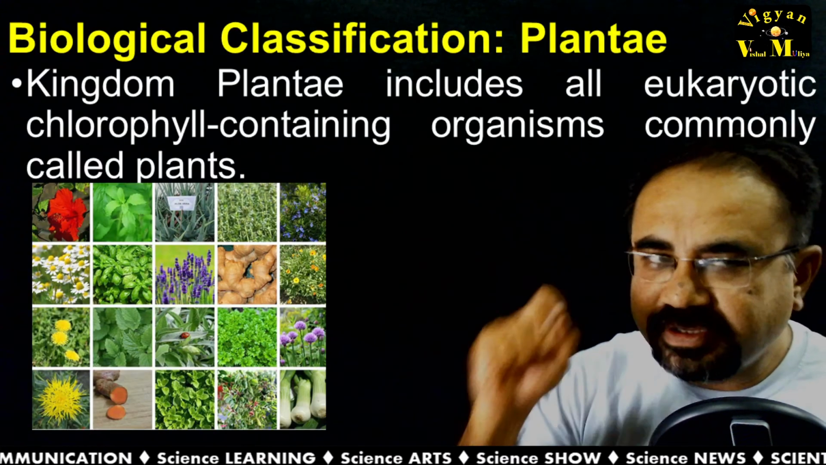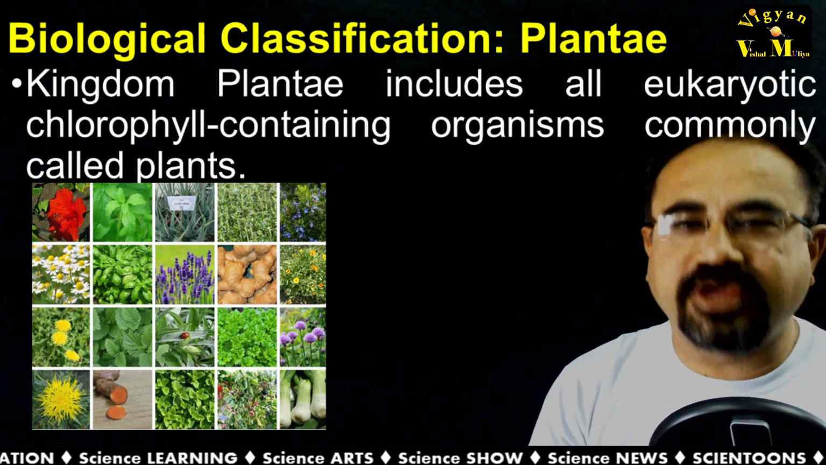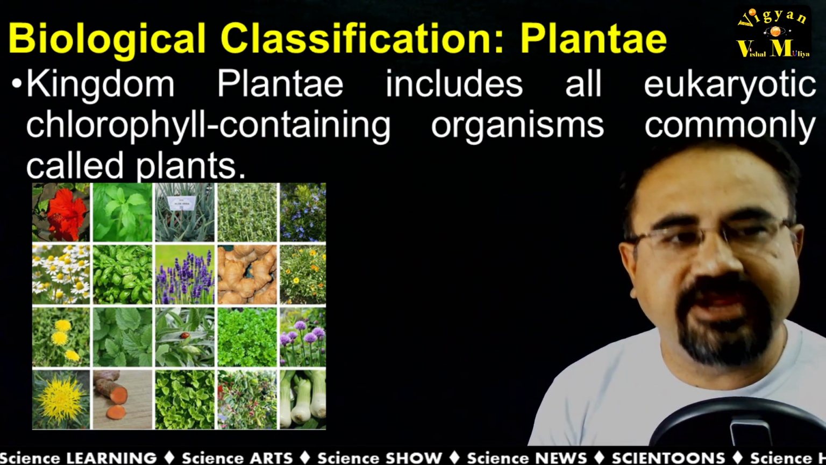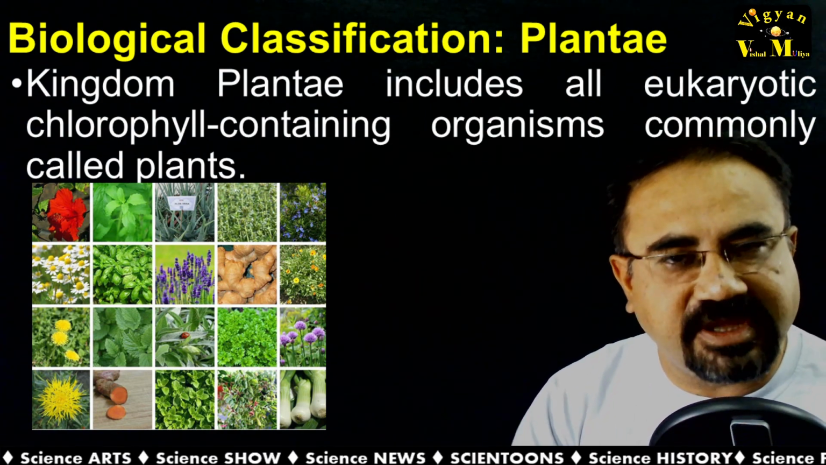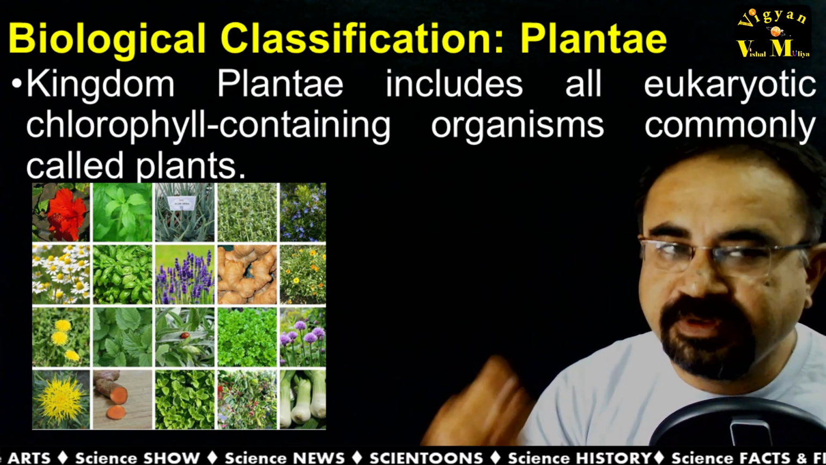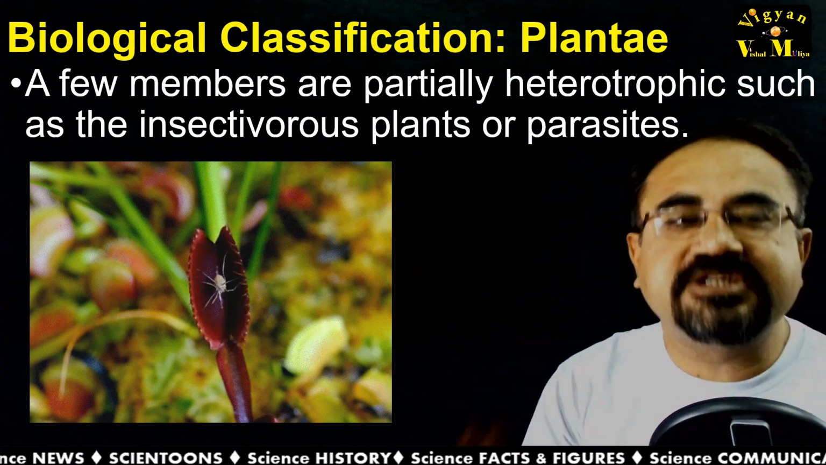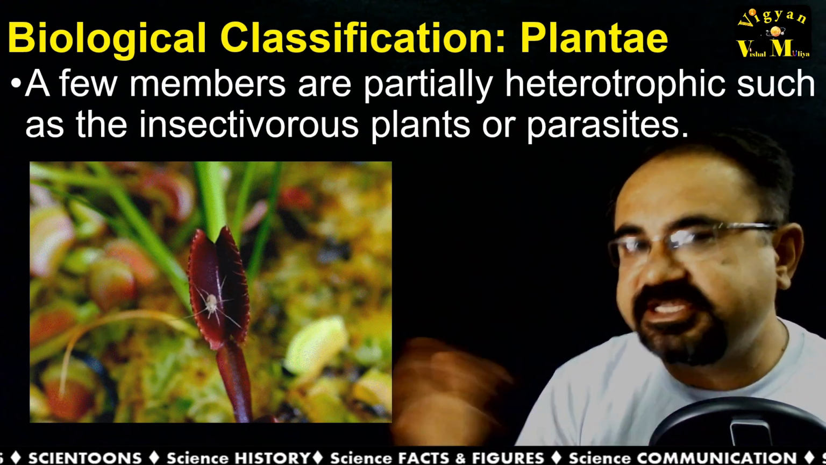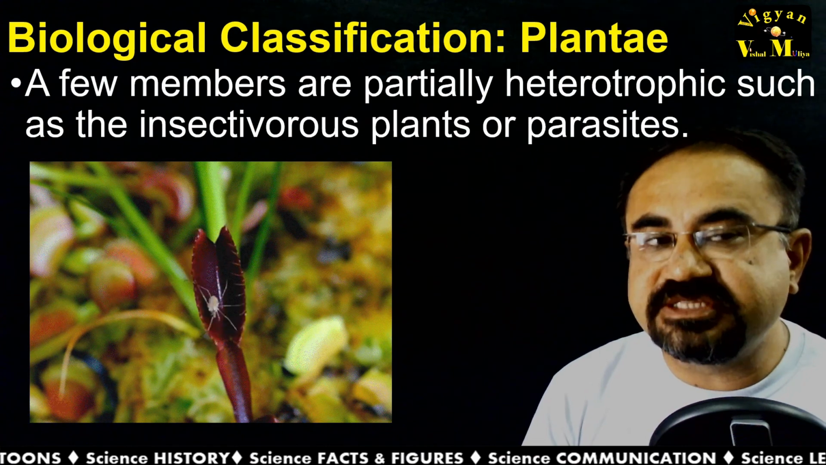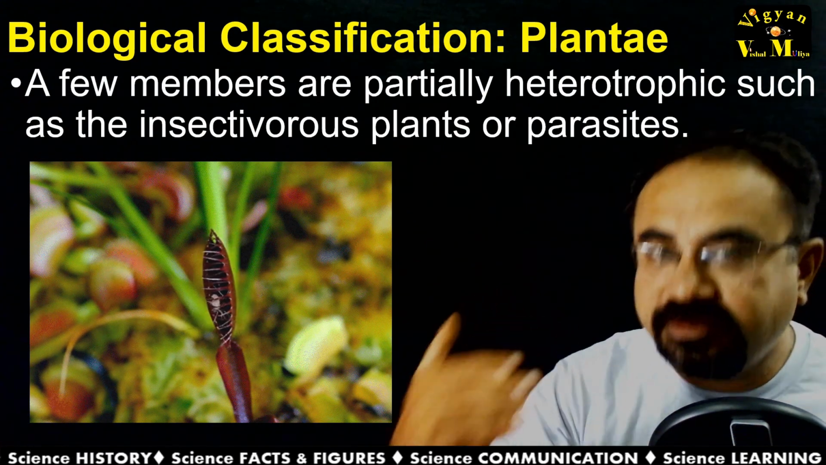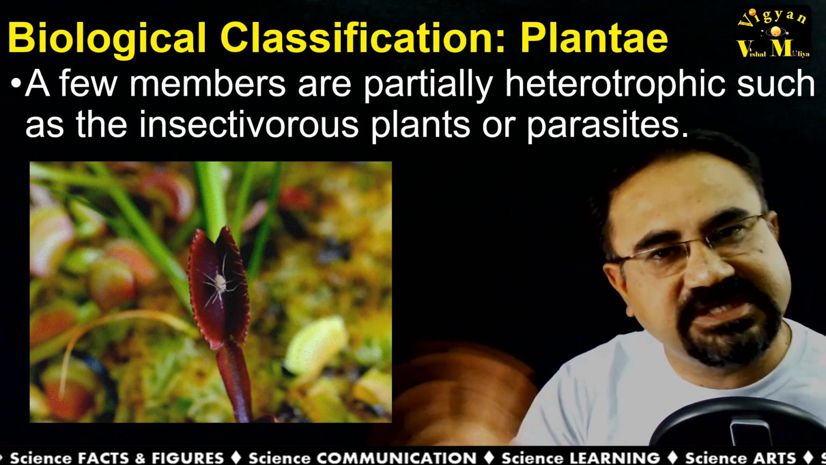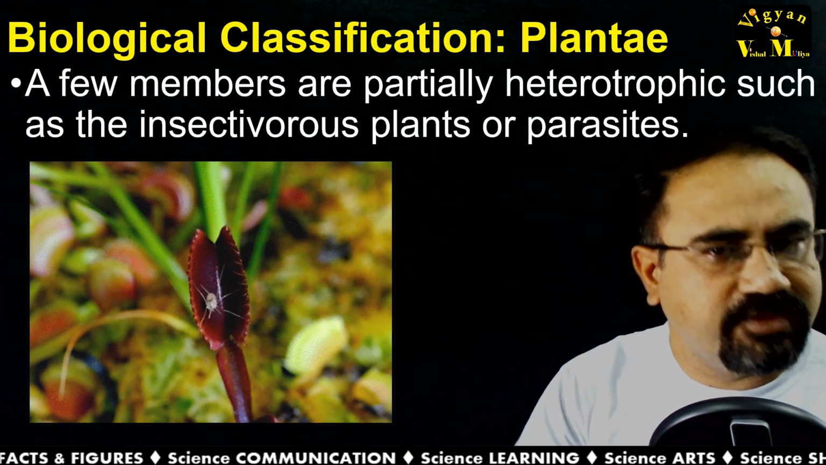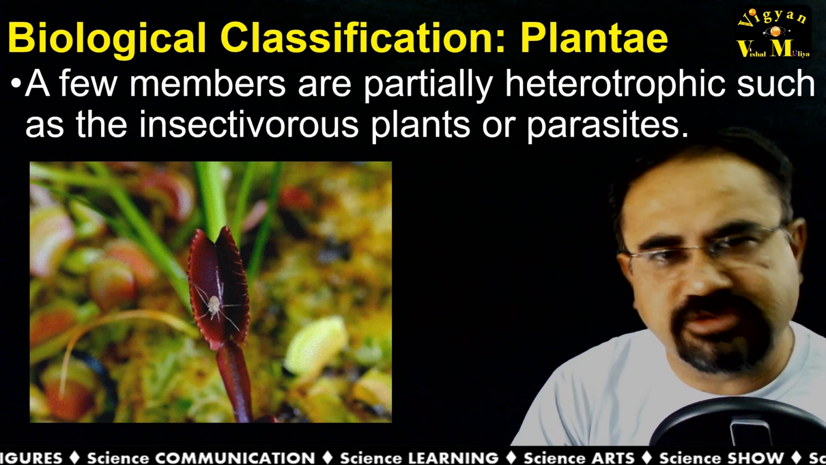Let me begin with the kingdom Plantae. Kingdom Plantae includes all eukaryotic chlorophyll containing organisms, which are commonly known as plants. We know them as plants very well. A few members are partially heterotrophic, such as the insectivorous group. These insectivorous plants are heterotrophic, otherwise they are autotrophic. A few are parasites, a few are saprophytes also.